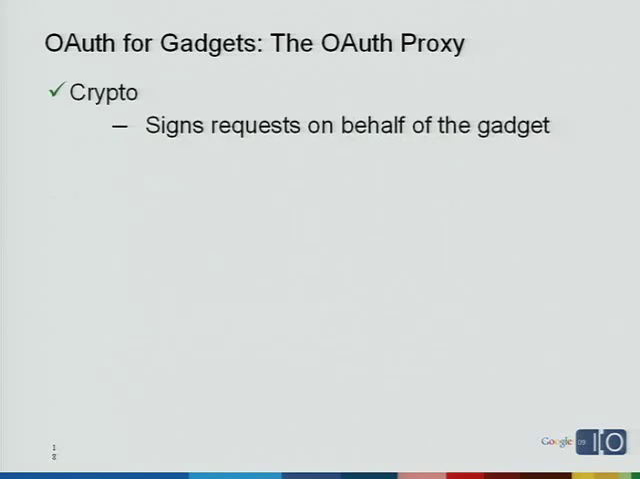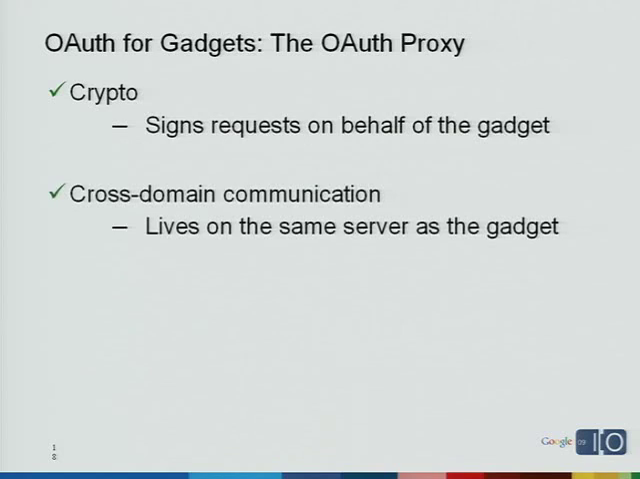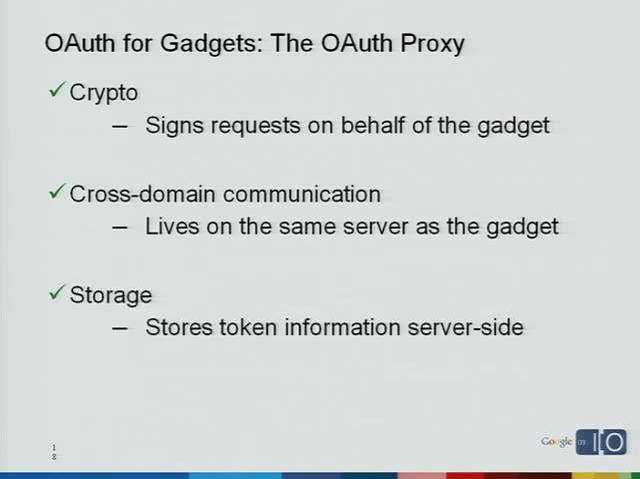Now with the issue of crypto, we don't have to worry about that because the OAuth Proxy signs the request on behalf of the gadget. We don't have to worry about cross-domain issues because the OAuth Proxy lives on the same server as the gadget. So the gadget can just use XML HTTP requests to talk back to the OAuth Proxy. And lastly, we don't have to worry about storage because the OAuth Proxy is going to manage all the token information for the gadget.